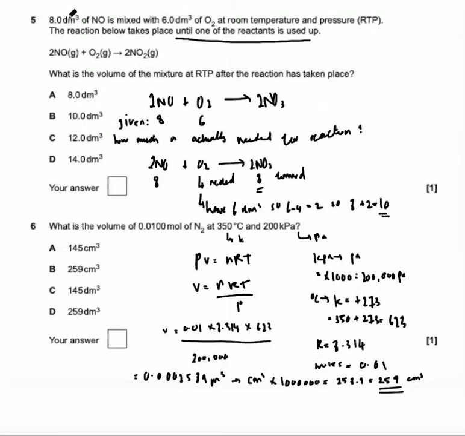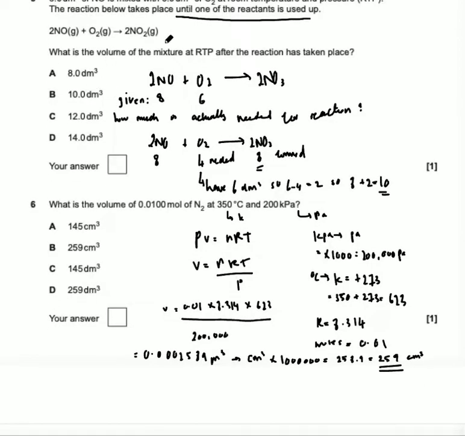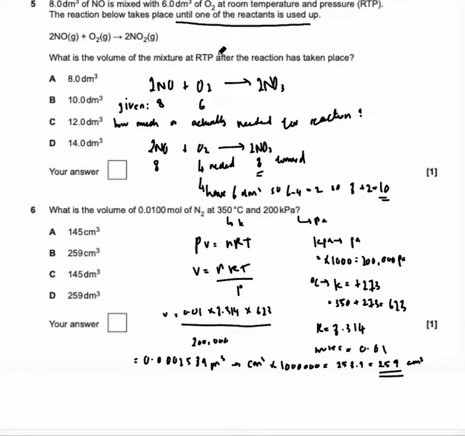Right, 5. 8 decimeters cubed of nitrogen oxide is mixed with 6 decimeters cubed of oxygen at room temperature and pressure. The reaction below takes place until one of the reactants is used up. What is the volume of the mixture at room temperature after the reaction has taken place? If we go back, it says the reaction takes place until one of the reactants is used up, that's key. So remember that. Let's write it down.